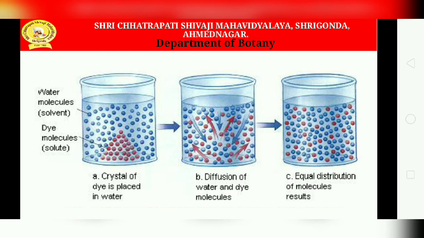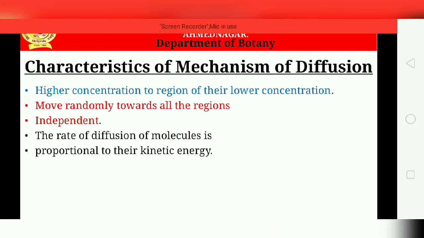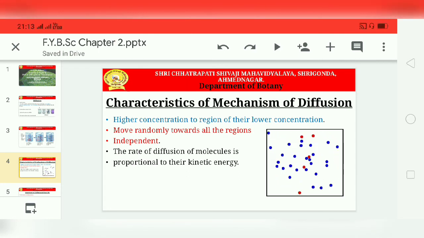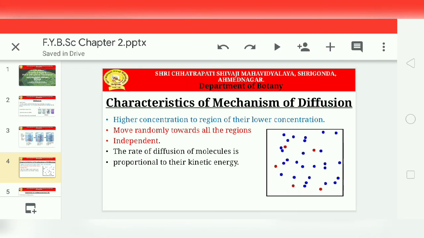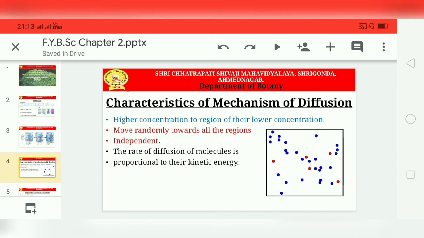Okay, next, what are the characteristics and mechanism of diffusion? As we discussed, molecules diffuse from a region of higher concentration to a region of lower concentration. Diffusing molecules move randomly towards all regions of lower concentration.